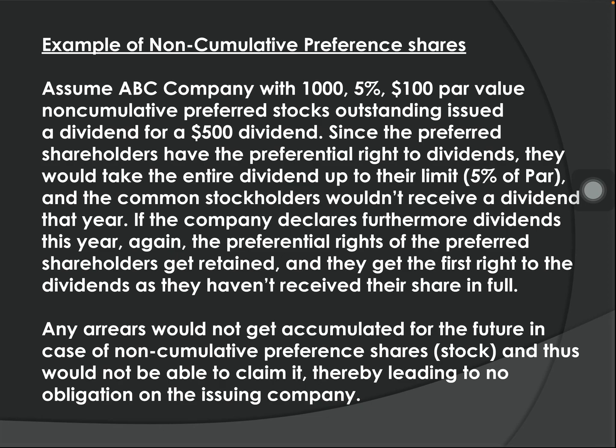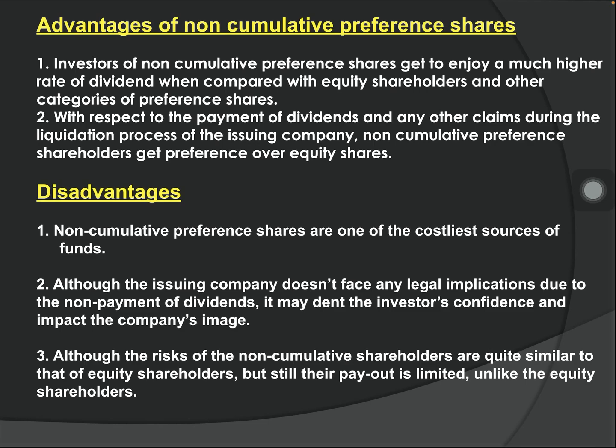Now let's move on to the advantages and disadvantages of non-cumulative preference share. The investors of non-cumulative preference share get to enjoy a much higher rate of dividend when compared to equity shareholders and other categories of preference share. With respect to the payment of dividend and any other claims during the liquidation process of the issuing company, the non-cumulative preference shareholders get preference over equity share. Now the disadvantage is that non-cumulative preference shares are one of the costliest sources of fund, and although the issuing company does not face any legal implication due to non-payment of dividend, it may hurt the investors' confidence and impact the company's image. Although the risk of non-cumulative preference shareholders is quite similar to equity shareholders, the payout is limited, unlike equity shareholders.